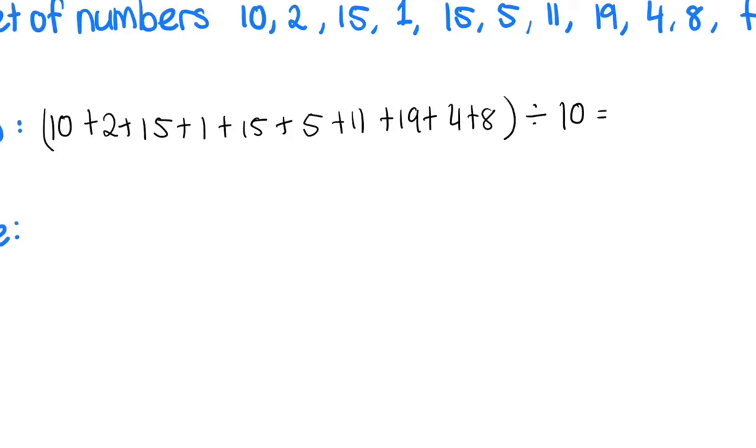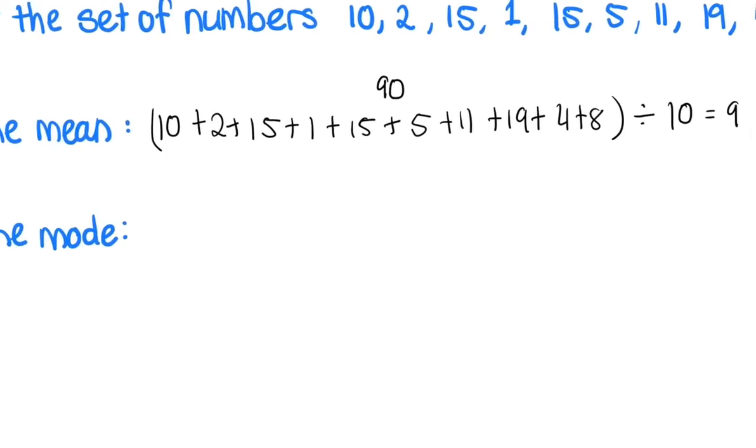So let's add them up. And so that gives us 90, that total there. So 90 divided by 10 should give us 9. So the mean of this is 9.